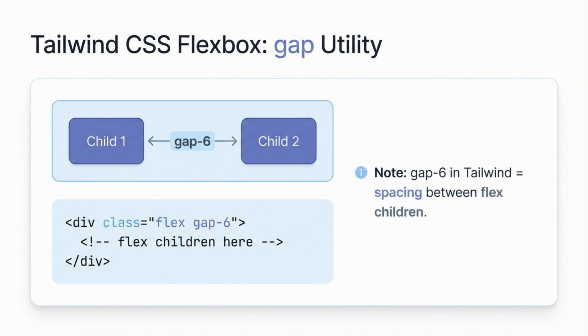When using Flexbox, the instructor adds gap 6 to create spacing between the Flex children. This is different from space X or space Y. Gap works specifically within Flex and grid containers. The instructor also adds a subtle background color to the section using the primary color with very low opacity, around 10%, so it's barely noticeable, but adds visual depth.